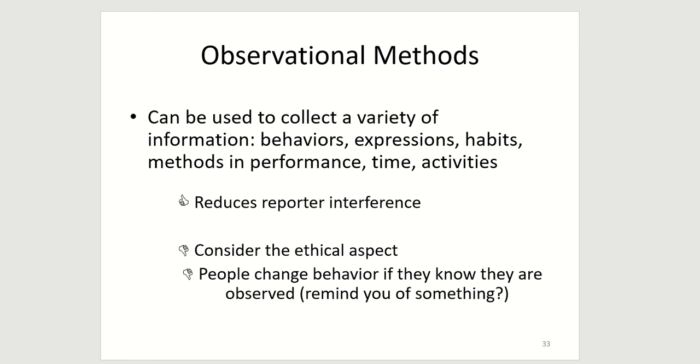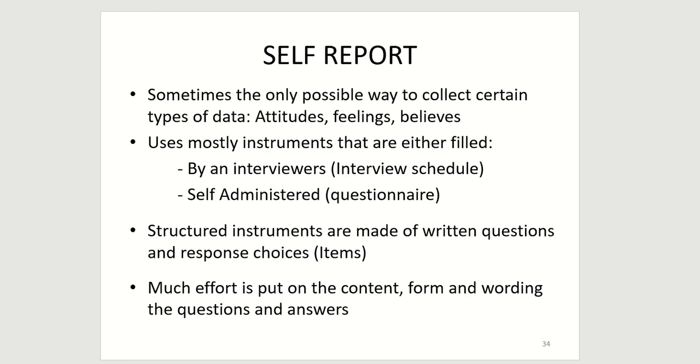Okay. The second method is self-report, and I probably need to tell you that the majority of the data we deal with comes from self-report. This is where people actually report the information you're looking for. And self-report works when you want to measure things that are unobservable, for example attitudes, beliefs, feelings, etc. But it also works for things that can be measured.